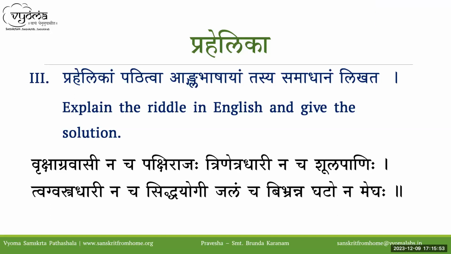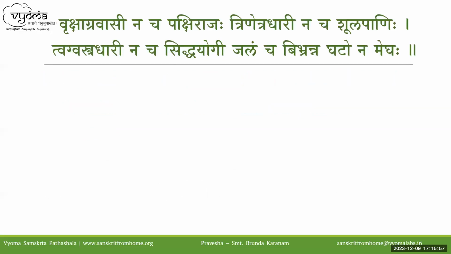Okay. Vrikshagravasi na Pakshirajah. That means he resides on the top of a tree, but he is not a Pakshi Raja. He is not a king of birds. And Trinetradhari, na cha Shulapani, means he has three eyes, but he is not Shiva.